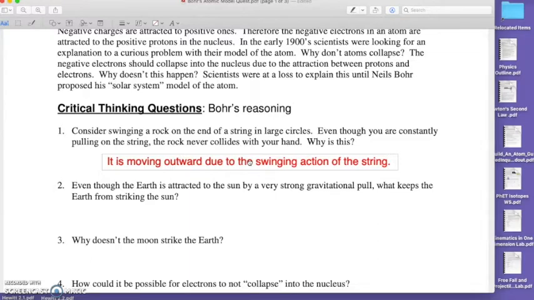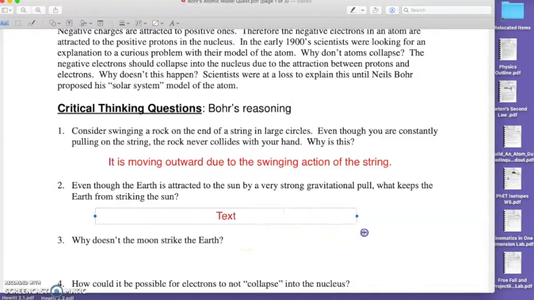It's the inertia, if you remember that from ICP. The object wants to go out, but the string keeps pulling it back in. So you're pulling on the string, but it has an outward motion. And so what happens is this is what causes it to circle or go around. So even though the Earth's attracted to the sun by a very strong gravitational pull, what keeps the Earth from striking the sun? Well, same idea.